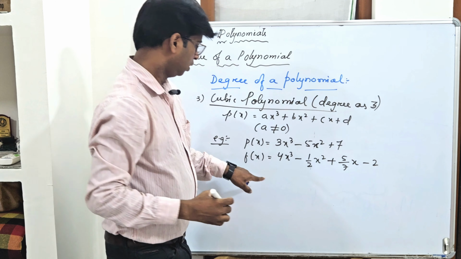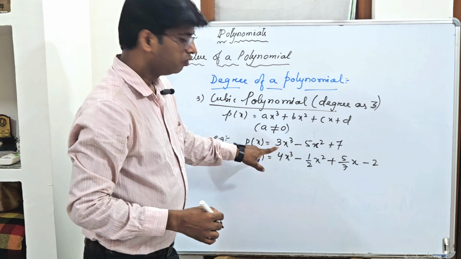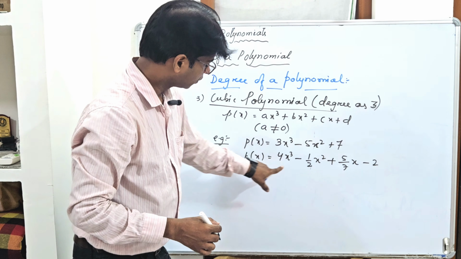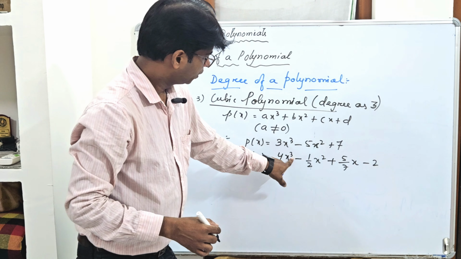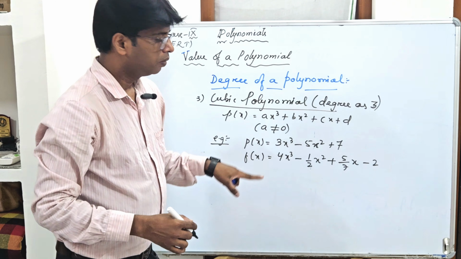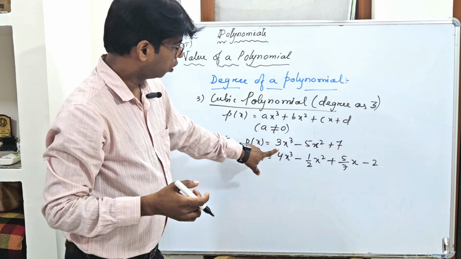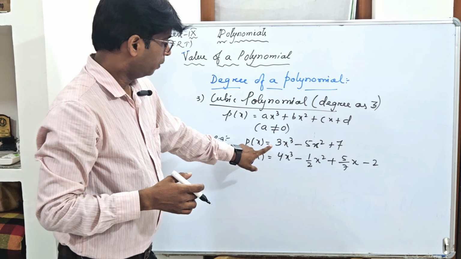So you can see here f of x and p of x, two polynomials are written and both are in variable x. You can see x to the power 3 here, x to the power 2 here, x here. So I have written every example in the standard form. The standard form of the polynomials has been maintained here.